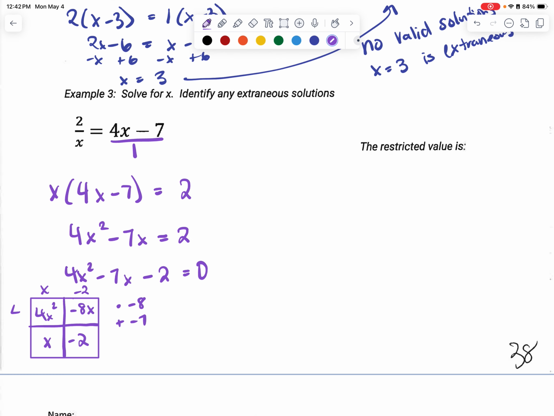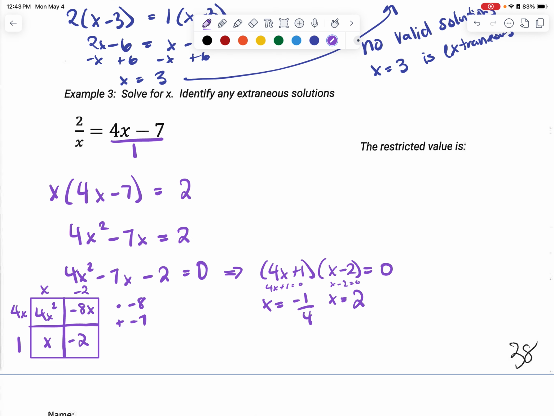This should be a 4x. X times 4x is 4x squared, negative 2 times 4x, negative 8x. When nothing comes out, a 1 comes out. 1 times negative 2, 1 times x, that works. Okay, so our factored form is 4x plus 1 times x minus 2 equals 0. So x equals negative 1/4 and x equals positive 2. Remember, we set these factors equal to 0 and solve, subtract 1, divide by 4, and add 2 to both sides to get negative 1/4 and positive 2.